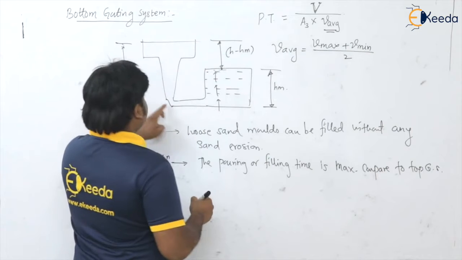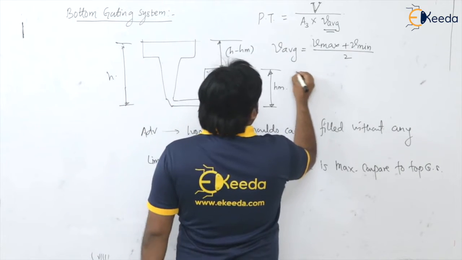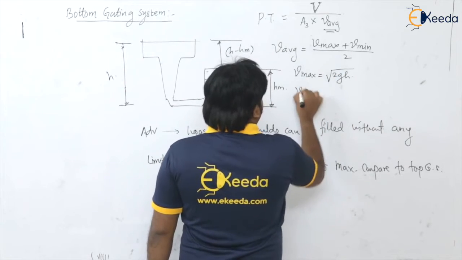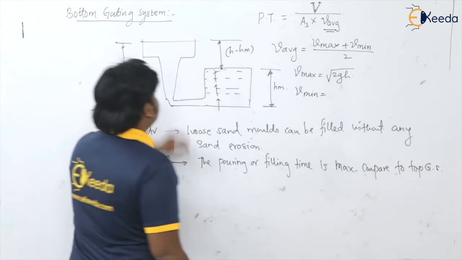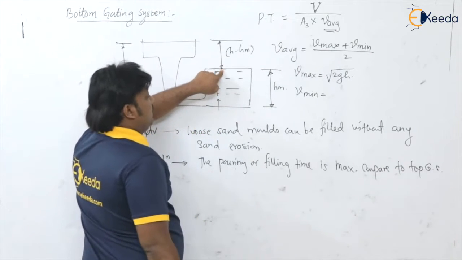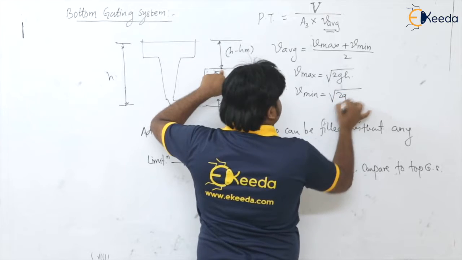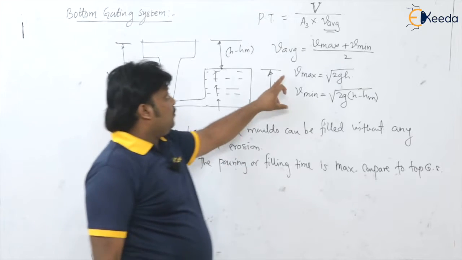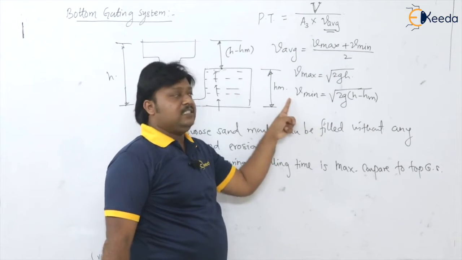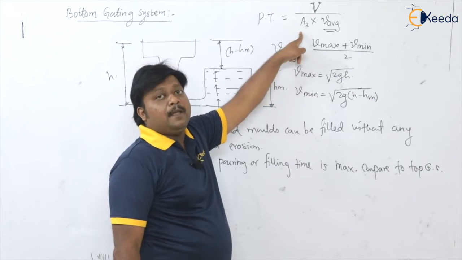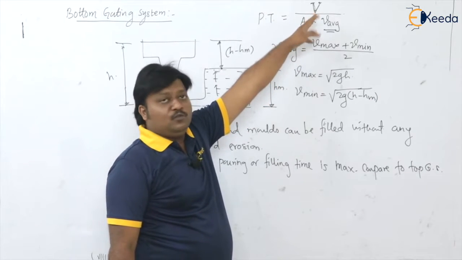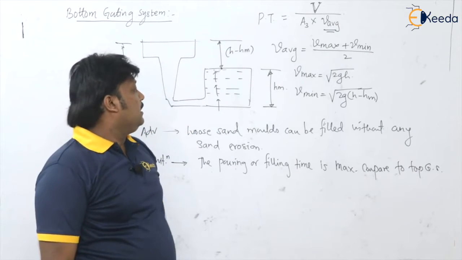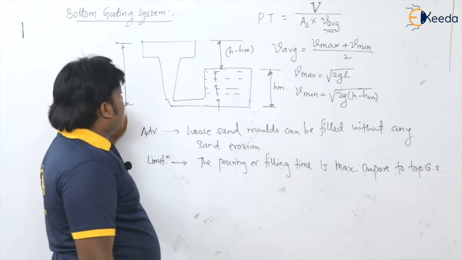Tell me what is the maximum velocity here with this head h. So V max here is under root of 2gh, and V minimum here is how much? See here, very less velocity, root of 2g(h minus hm). First of all, calculate the V average by this, put the value there. You know the area at the base of the sprue and you know the volume of the casting, you can easily calculate the pouring time.